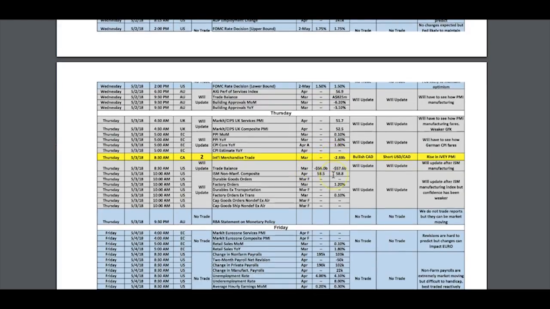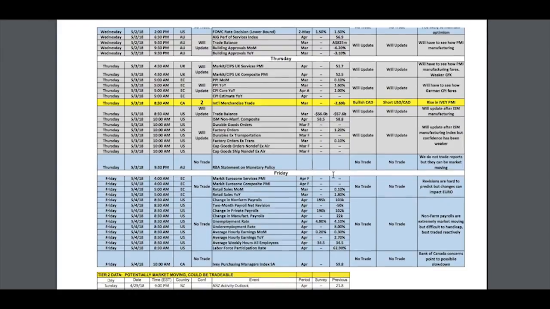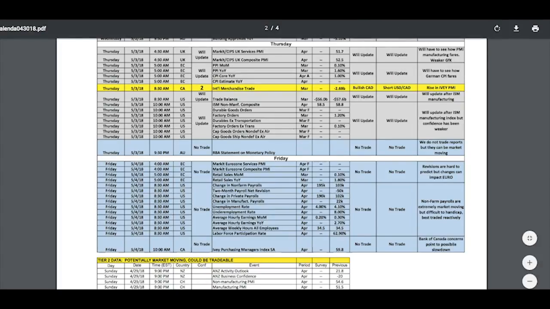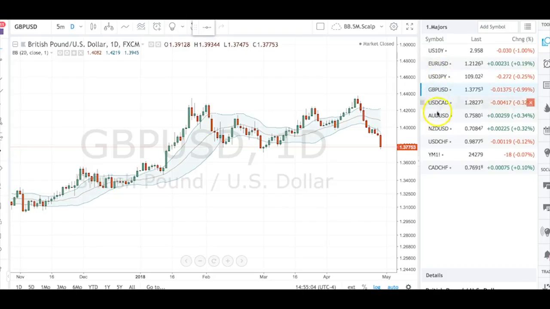We have Canadian merchandise data on Thursday, and I believe we have Canadian GDP on Thursday as well. Those are the only two data sets. We do not have Canadian labor data this week. It's going to come out next week, so it'll be very much its own event. So it's really going to be a focus on the Antipodeans, on the Australian data and the New Zealand data, to see how well things shape up.